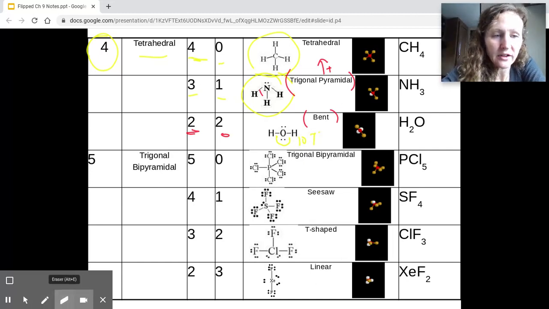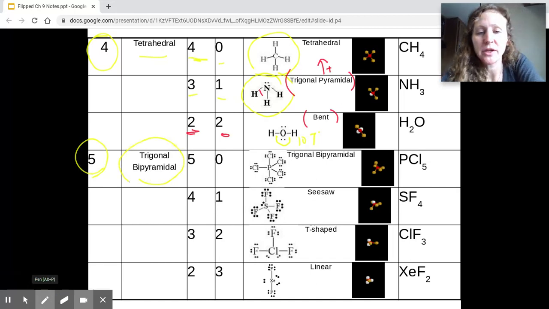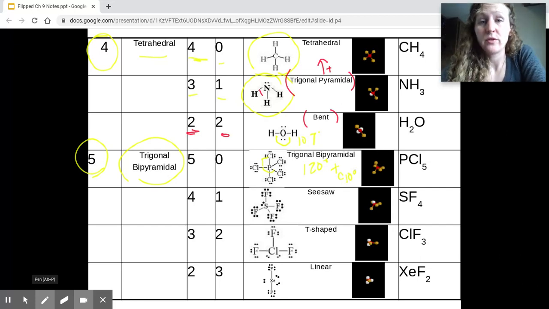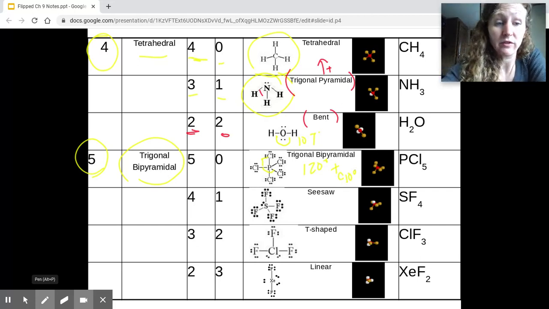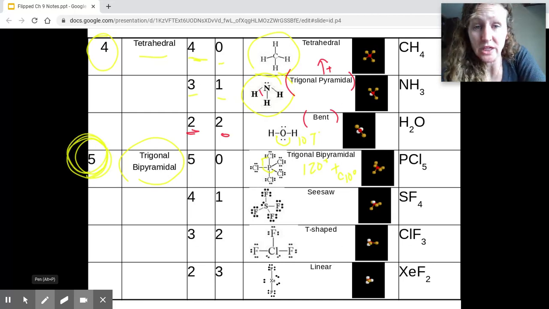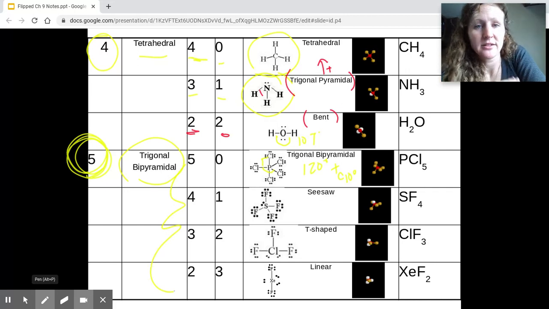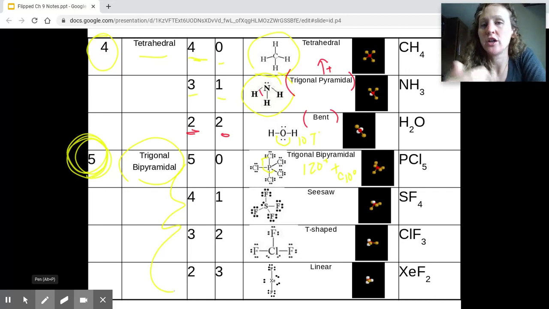If we have 5 bonding pairs, that's going to be known as trigonal bipyramidal, and your angles are going to be 120 and 90. So 120 degrees plus a 90 degree angle. Now that's actually all you need to know for the VSEPR theory with 5 effective regions around it, but there is some more detail here. You may hear these terms thrown around. You won't be held accountable for these terms.